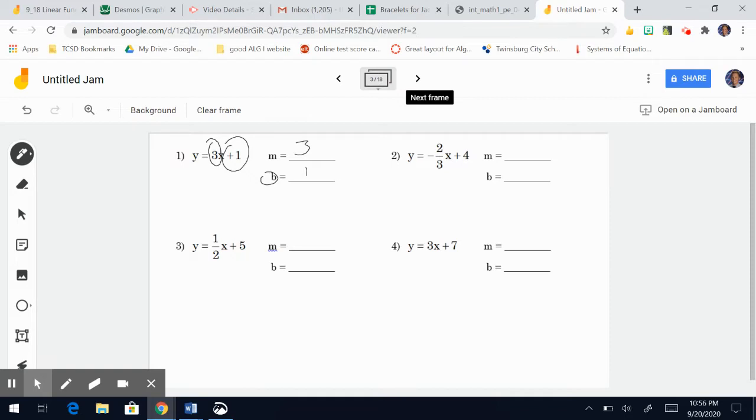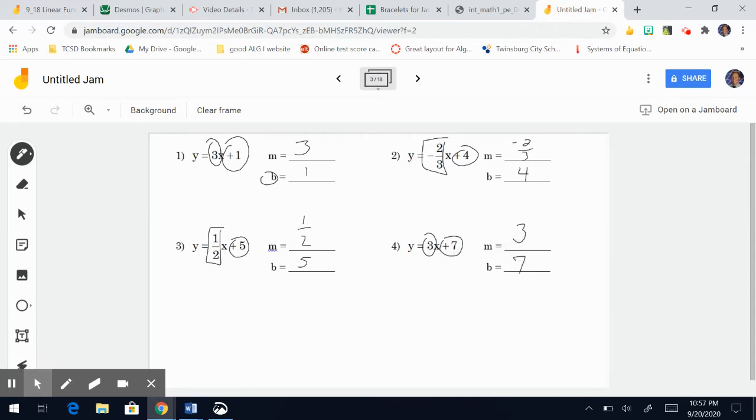Again, this is just to go quickly through here. X's best friend is always going to be the slope, or that rate of change, and then the constant, the number all by itself, is going to be your y-intercept. We're going to show you the importance of those two things when we get to graphing next slide. So again, bestie 1/2, constant, the number all by itself, is positive 5. Here it's 3, and then our constant is positive 7.